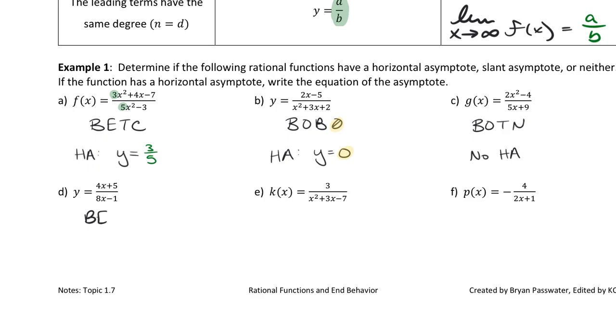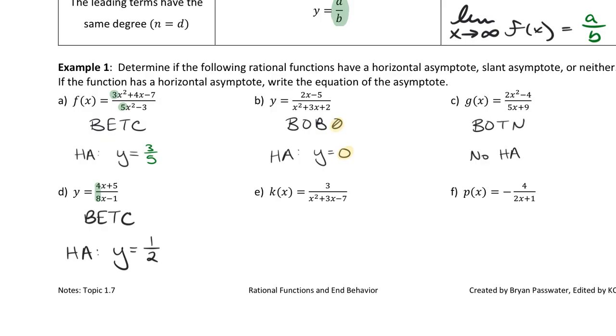Betsy. The degree on the top is 1. The degree on the bottom is 1, which means we're going to divide the coefficients. Now, the coefficients here are 4 and 8. What is 4 divided by 8? 1/2. So my horizontal asymptote is at y equal to 1 over 2. If you put 4 over 8, not wrong, but please reduce fractions at all times. That's 1/2. For the second equation, what's the degree of the numerator?